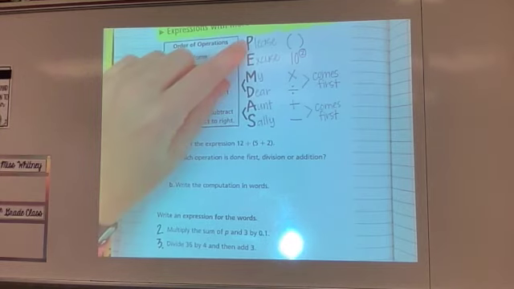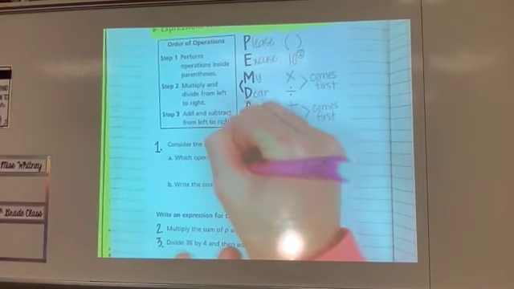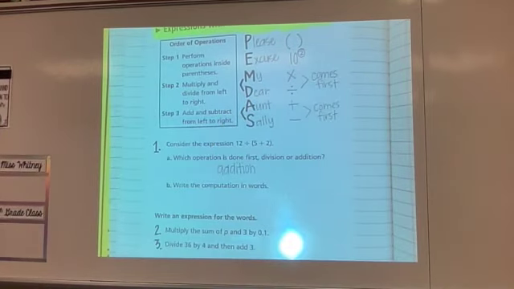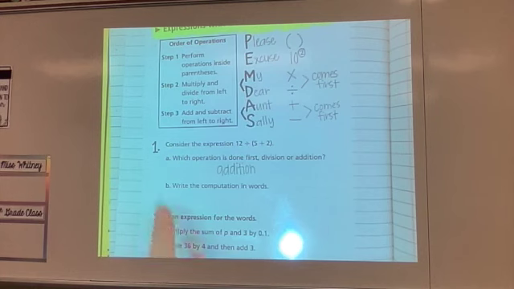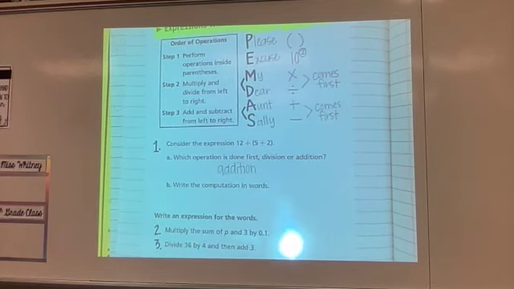I always have to do parentheses first. So inside the parentheses is addition. So the addition is the first thing that I would do because it's in the parentheses. Now, they want me to write this expression into words, just like we were doing. We always want to start with what we do first. So the first thing we need to do is inside the parentheses.